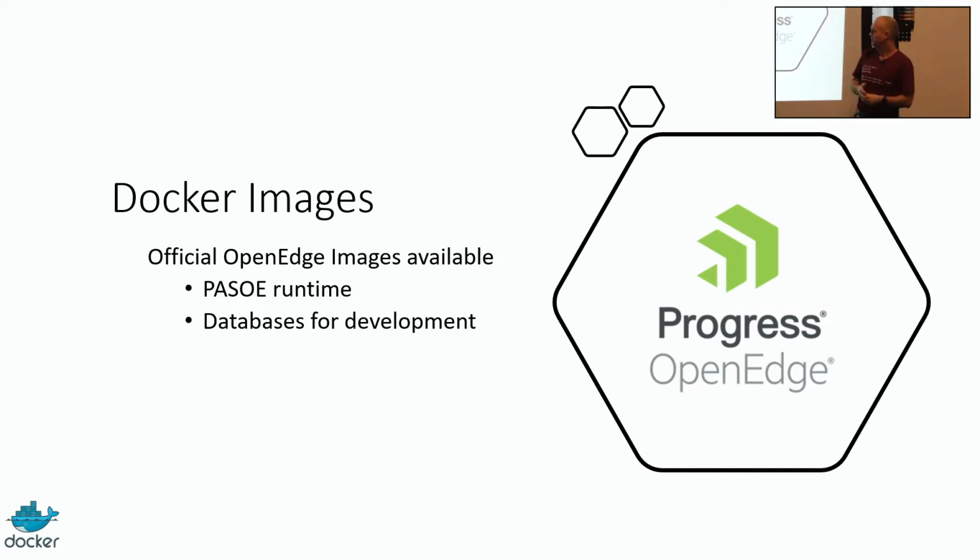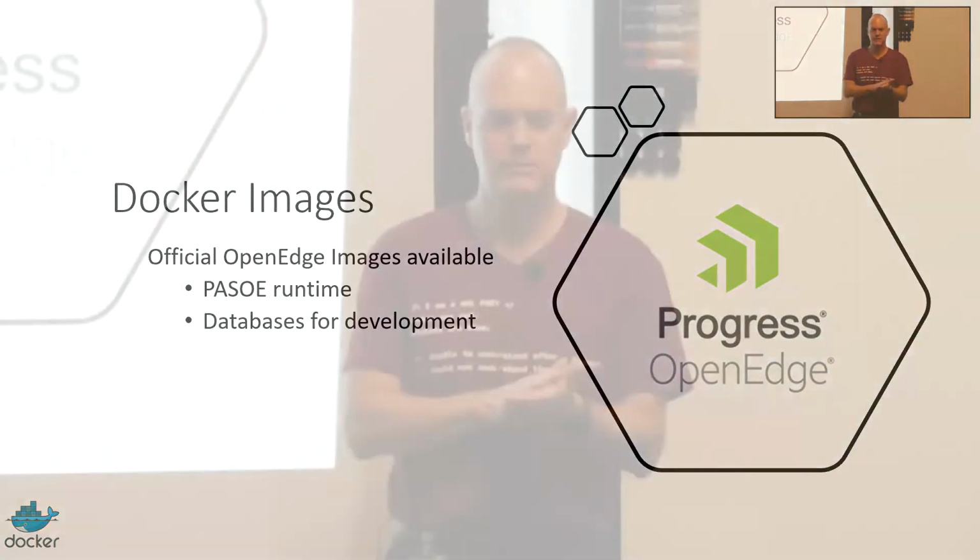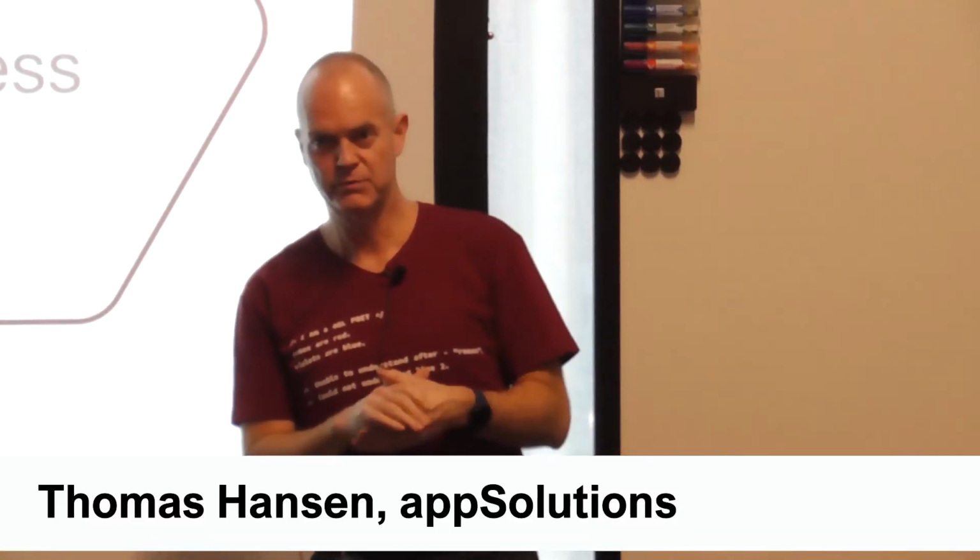We have a couple of official images available from Progress. We have a PASOE runtime that you can use, once you've built and designed your application, to create runtime images that you can run your application with, but they're exclusively built for runtime. So you can't do compiles, you can't do builds, you can't do anything. You have to have everything pre-built and pre-compiled so you can package it into a runtime image.